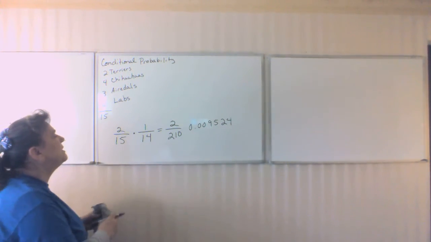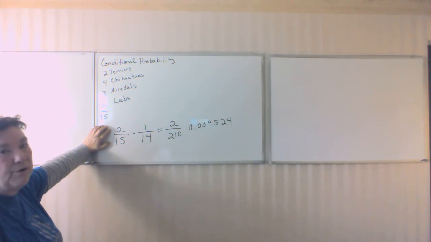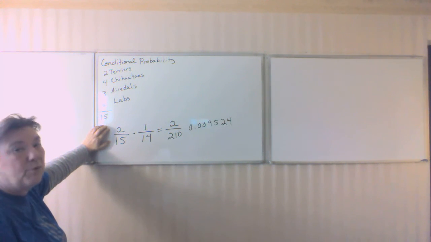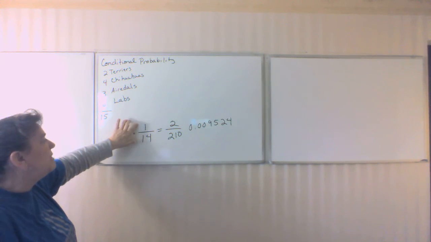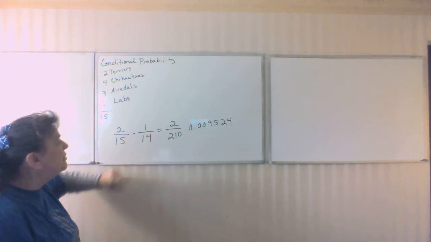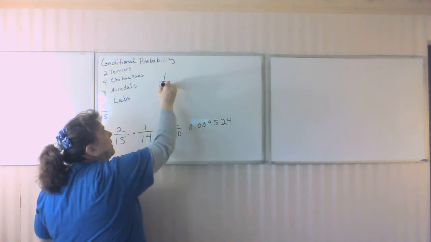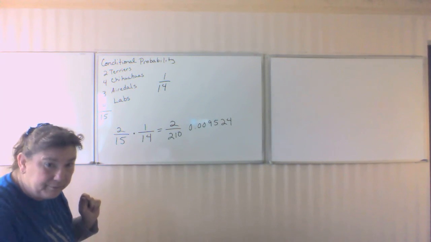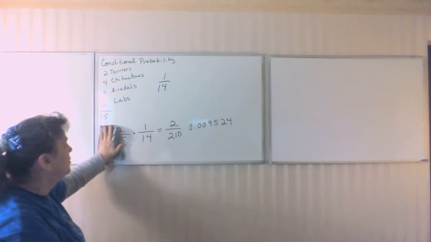Now, what if we say that the first one drew a terrier already? It's already finished. He has his terrier. Now, what is the chance of the second boy getting a terrier? Well, this one's already done, and there's only 1 terrier left. There's only 14 dogs left. So then his chance would be a 1 out of 14 because this one was already finished. So you have to be careful with these as to what you do.